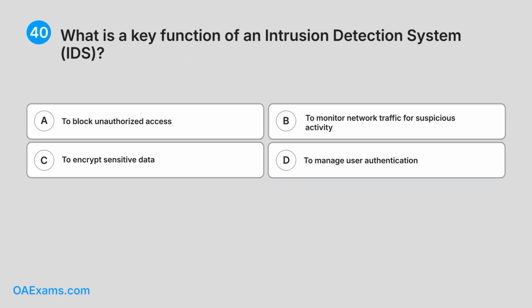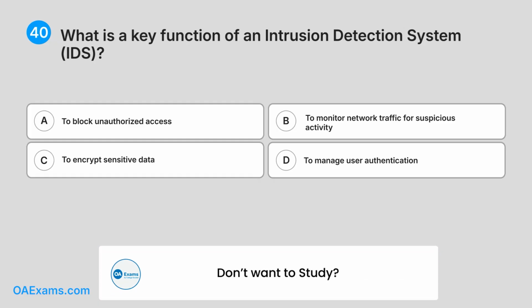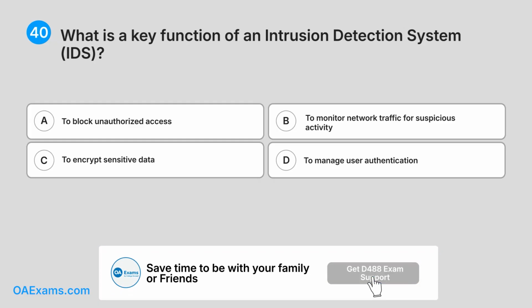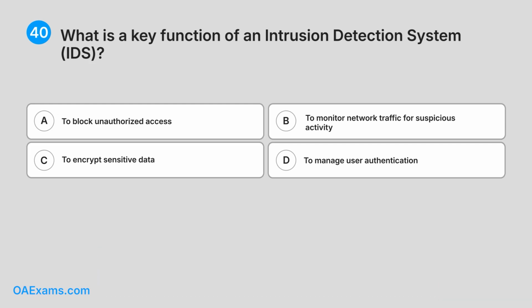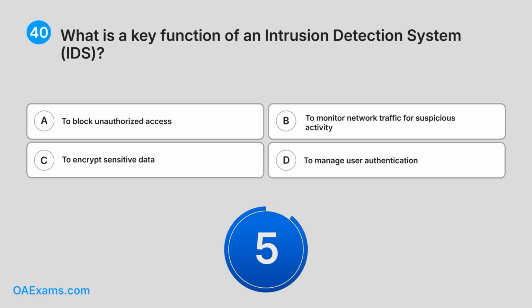40. What is a key function of an intrusion detection system? A. To block unauthorized access. B. To monitor network traffic for suspicious activity. C. To encrypt sensitive data. D. To manage user authentication. Can you guess the answer?